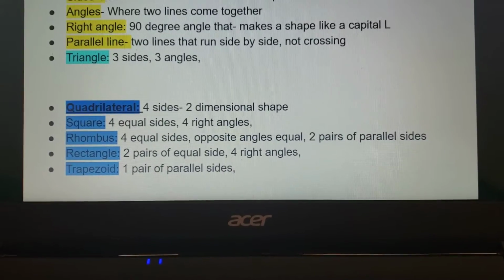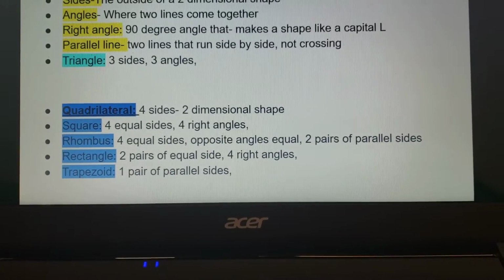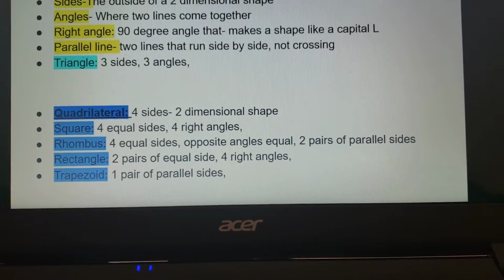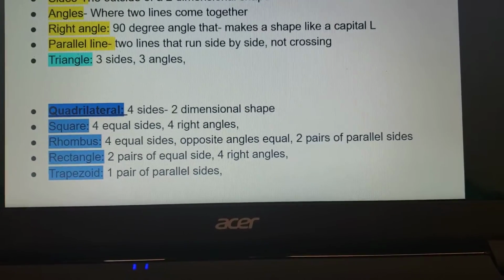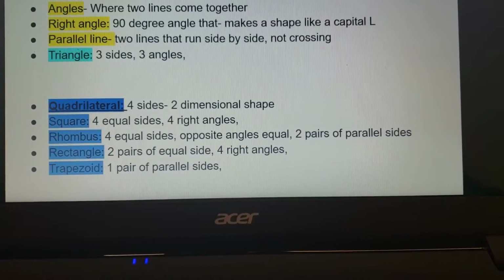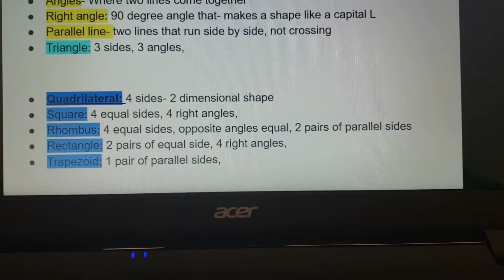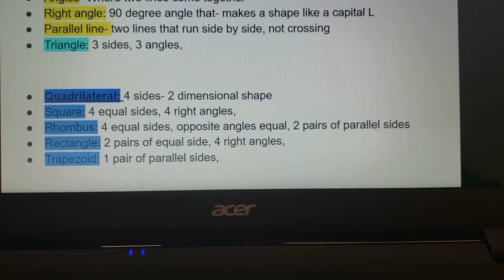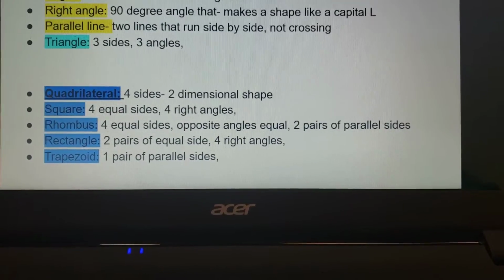A square, 4 equal sides, 4 right angles. A rhombus, 4 equal sides. Opposite angles are equal. I have 2 pairs of parallel lines, and I'll show you what a parallel line is. A rectangle has 2 pairs of equal sides and 4 right angles. If you look at the equal sides and right angles, a square actually can fit into the rectangle category. Trapezoid has 1 pair of parallel lines. So those are some of the things.